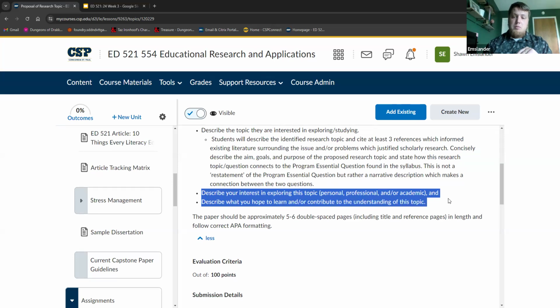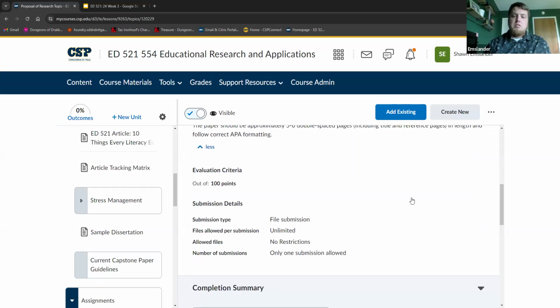These next two bullet points, describing your interest in exploring this topic and describing what you hope to learn and contribute to the understanding of the topic, you can go ahead and put those in first person. That's fine. You could change them to third person if you're able to, but it is perfectly okay to put this part in first person.